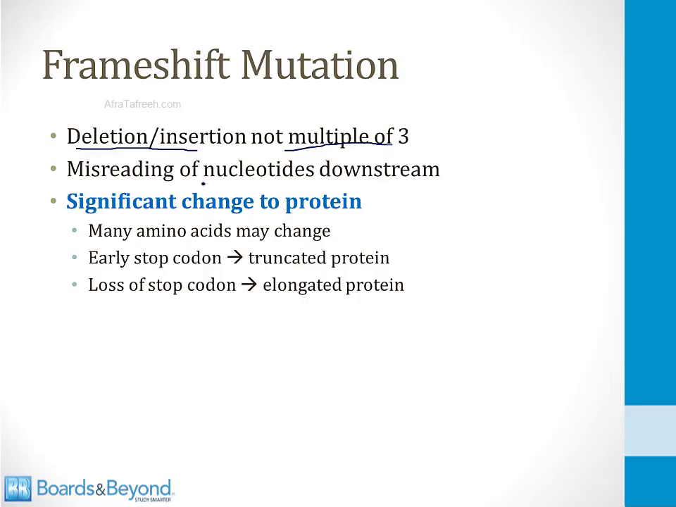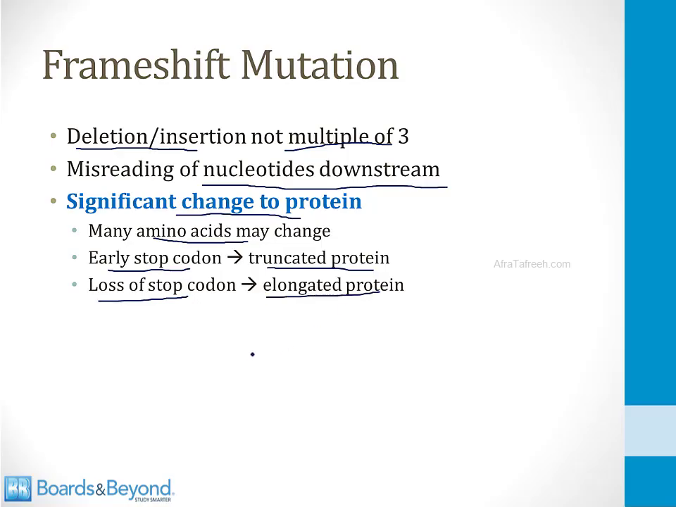This leads to misreading of the nucleotides and codons downstream from the mutation, and this can result in a significant change to the final protein. As we saw in the last slide, many amino acids can be changed by a frameshift mutation. In addition, the frameshift can result in an early stop codon, which leads to a truncated protein, or it can result in loss of a stop codon, which leads to an elongated protein.